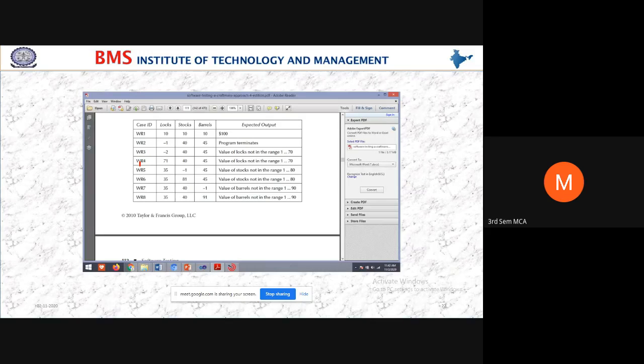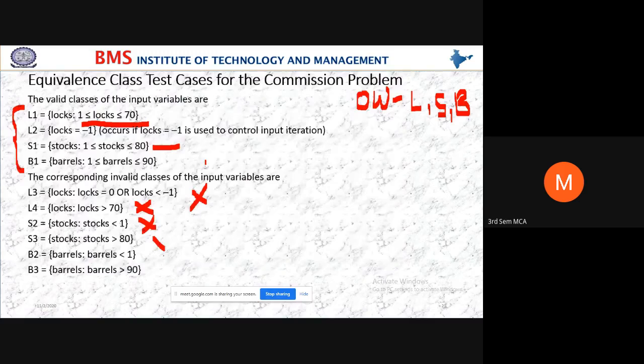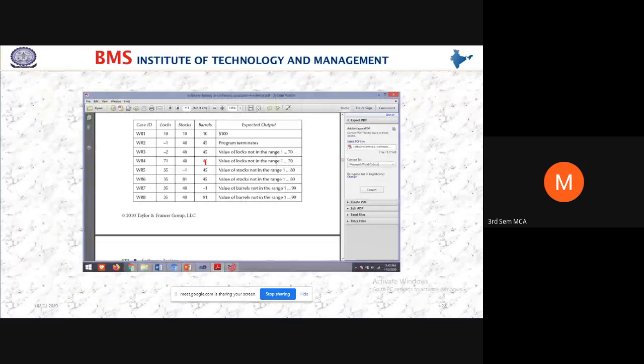Next, I have a table. In this table, what we are doing here is the same. This is a test case. The first test case, the test case value is 1. How many locks are we selling? 1 lock, 10 stocks, and 10 barrels. See, what is the range, students? What is the range of locks? 1 to 70. What is the range of stocks? 1 to 80. What is the range of barrels? 1 to 90. Yes, the sale is 10 locks, 10 stocks, and 10 barrels. So the expected output is $100.